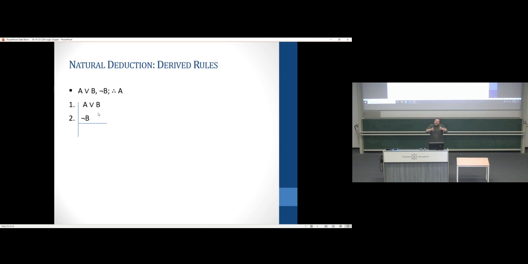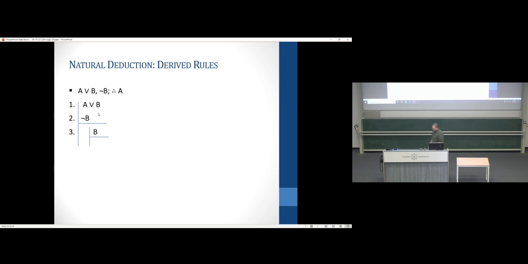So it's the one where you have to go both ways and get to the same place. So we're going to need two subproofs. One that starts with A and ends in A, and one that starts with B and ends in A. We need to show that no matter whether you go through A or B, you end up in the same place. So let's do that.